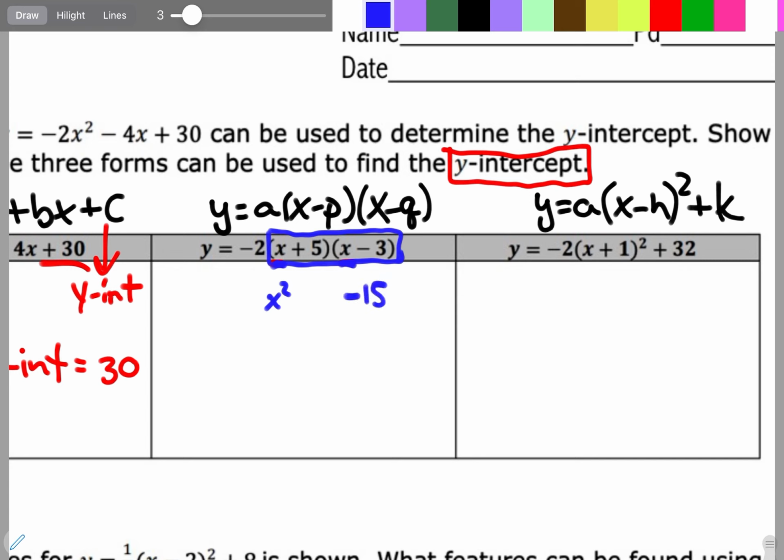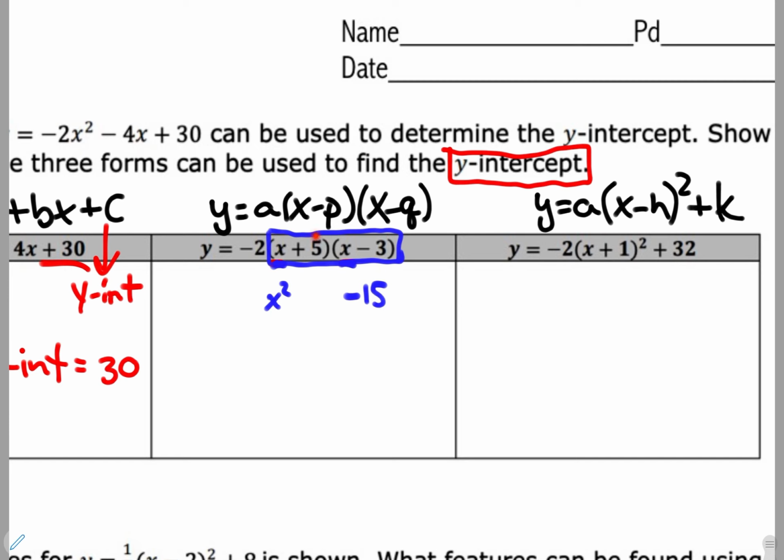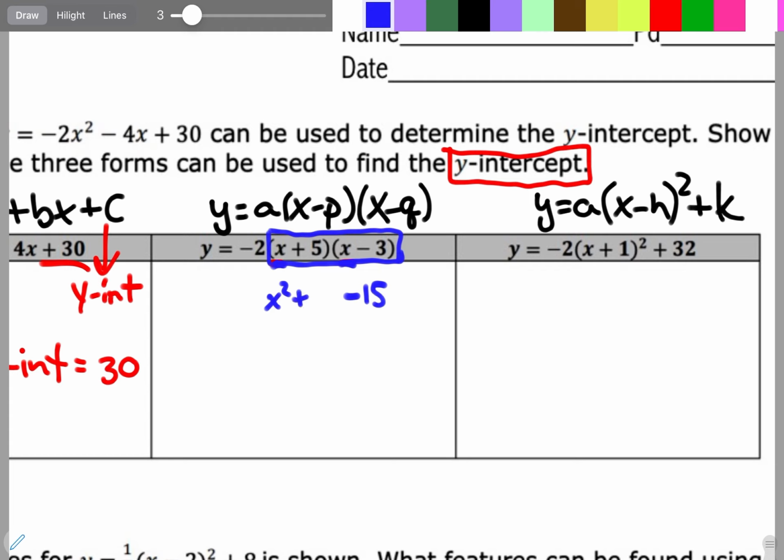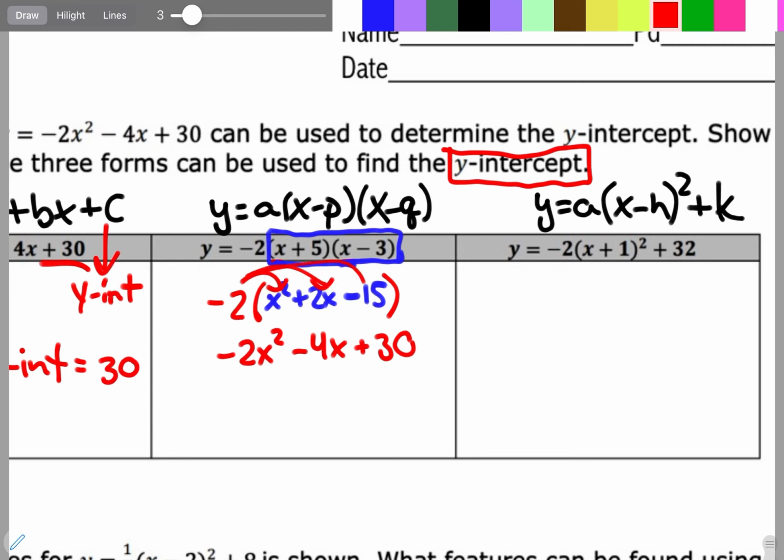How do we get the middle term? We talk about this time and time again. You take this 5 and you add it with this negative 3. Remember, these two numbers add up together to get your middle term, which is going to be positive 2x. Easy money. Now what we're going to do is bring down the negative 2 out front. Everybody gets multiplied by negative 2, which is negative 2x squared minus 4x plus 30.